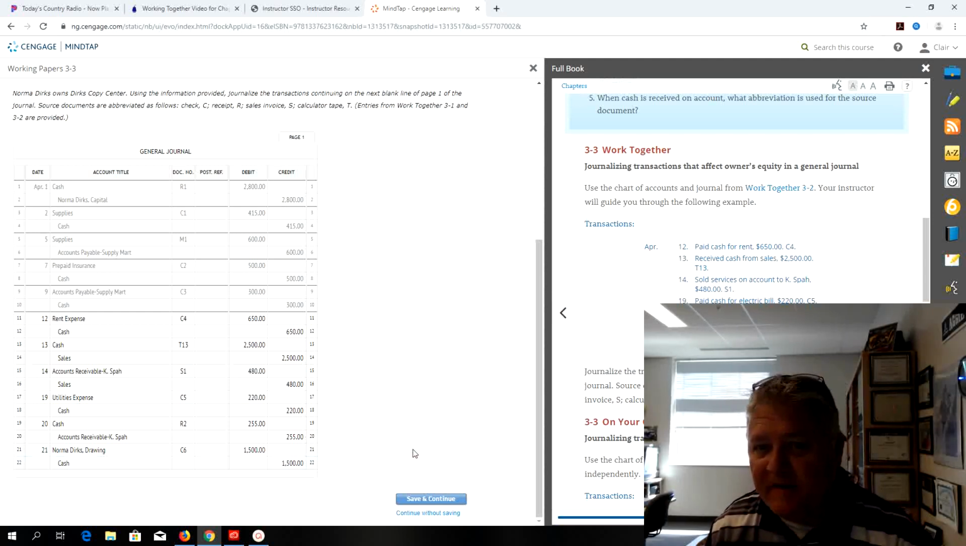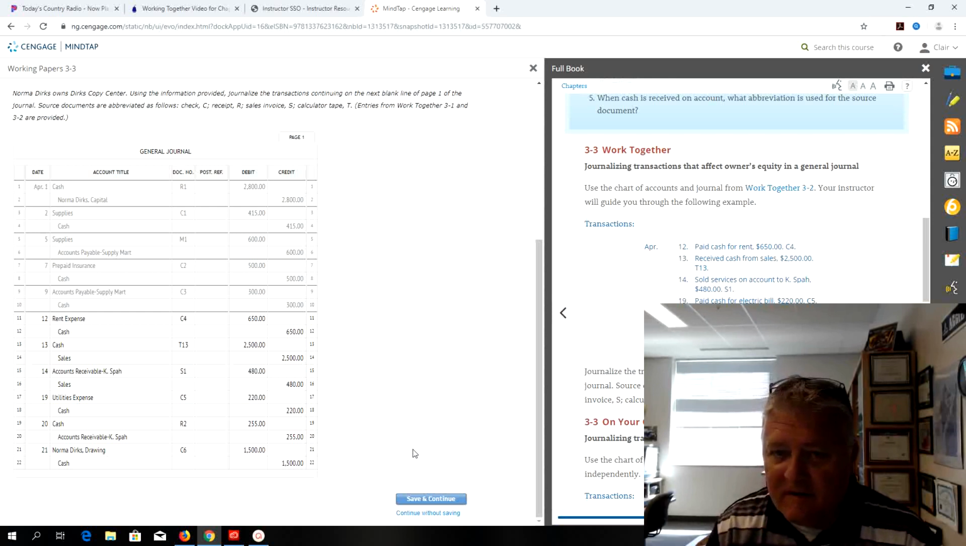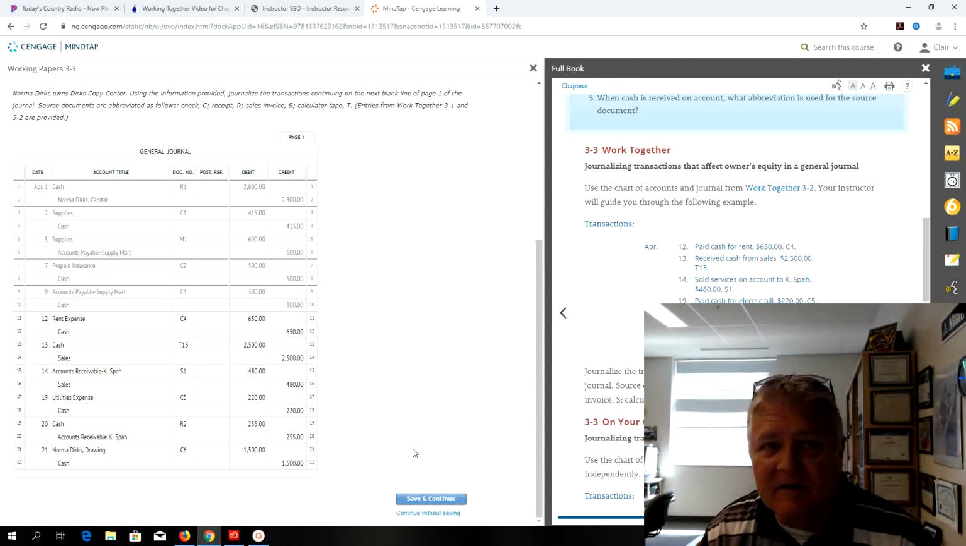And that actually completes working together 3-3, and that's journalizing and recording things in our journal, which is a good thing. Seems more natural than the T accounts does.